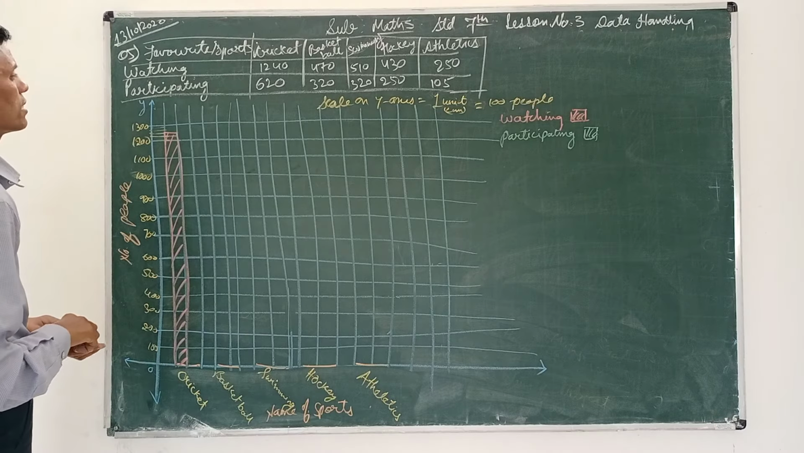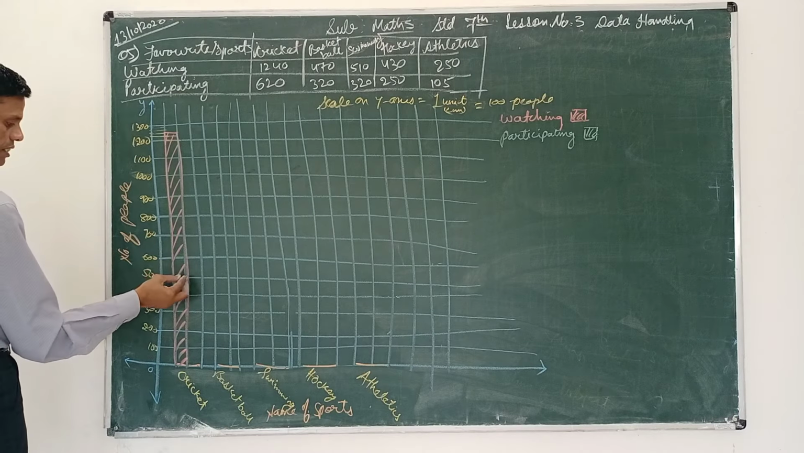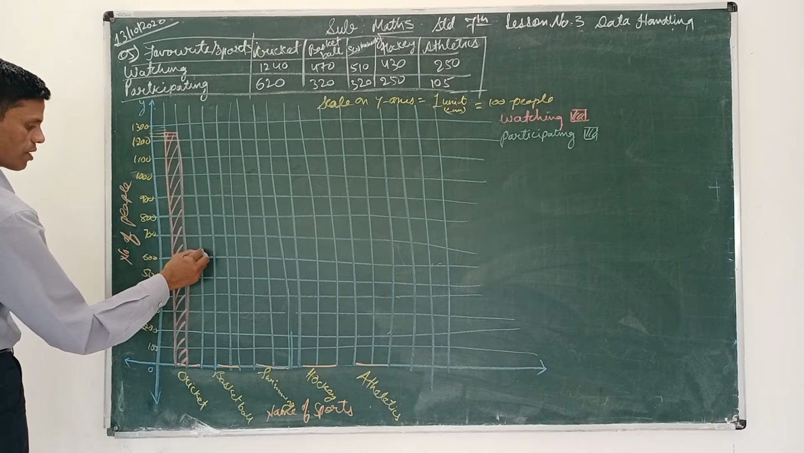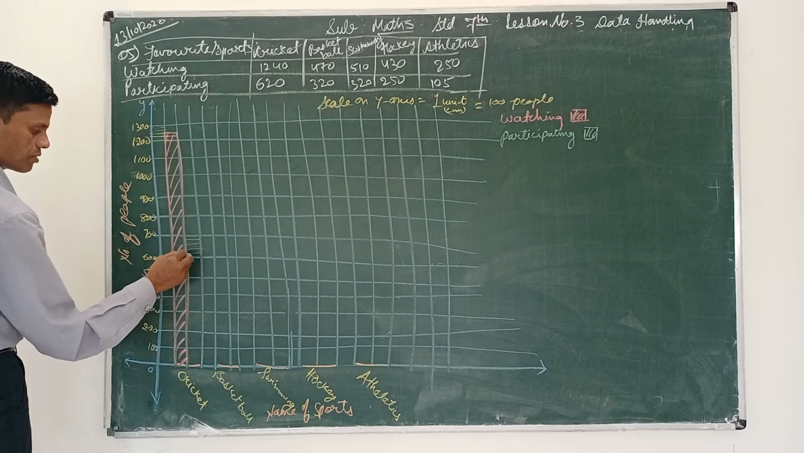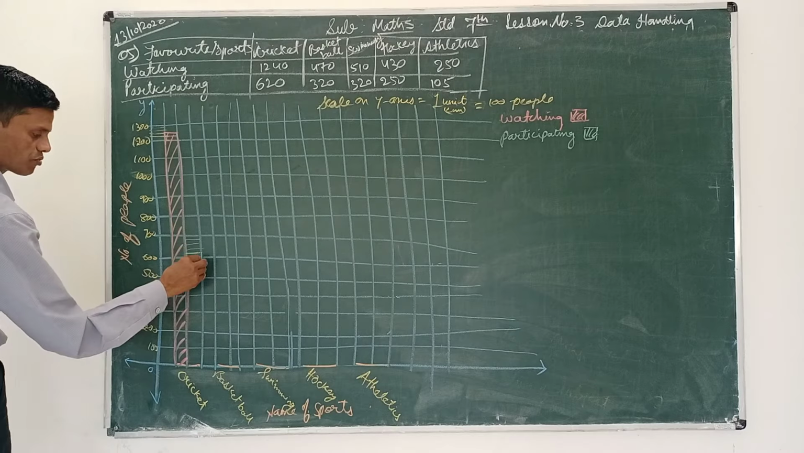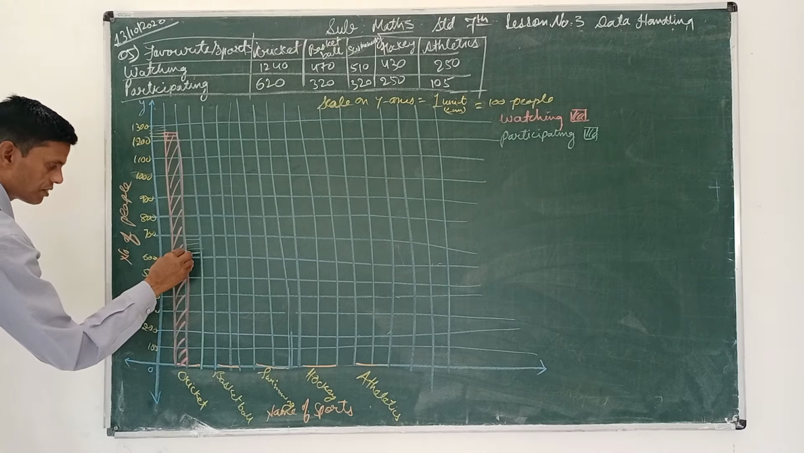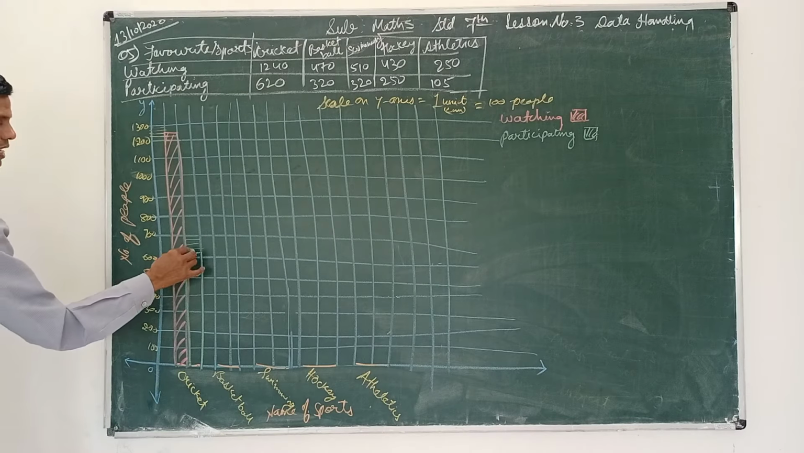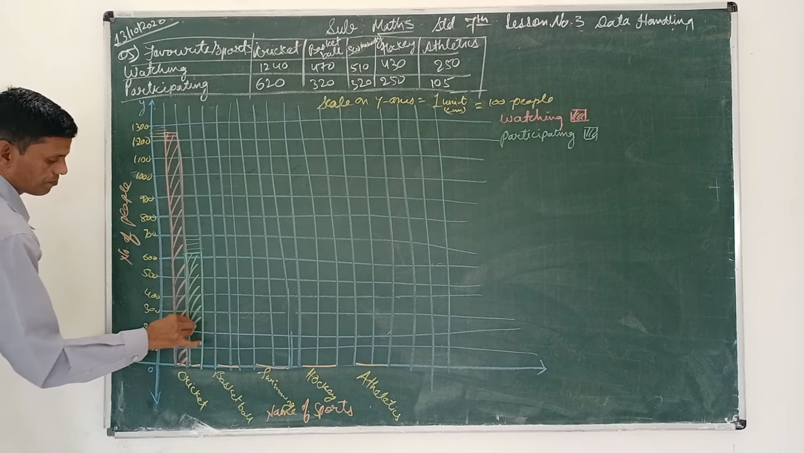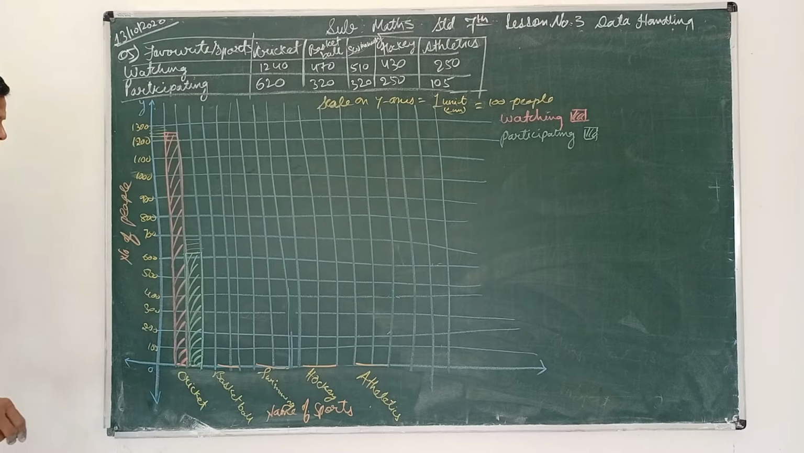Next one is 620. So part is 600. Yes, 600 is here. 1 line, 2 lines, 3 lines, 4 lines, because 620 is there, we are taking one line as 20. So we'll take this one.